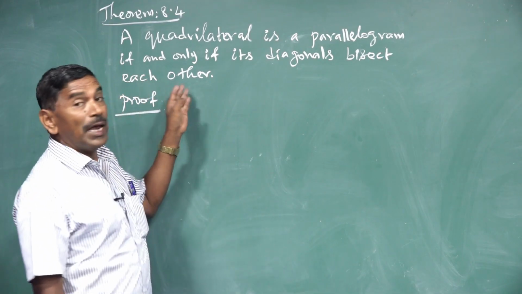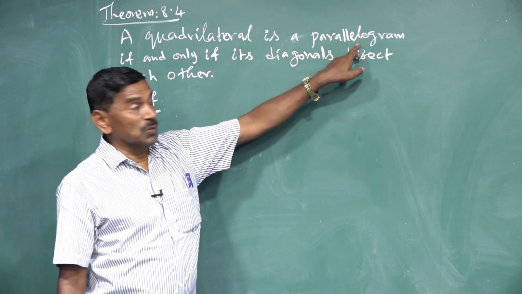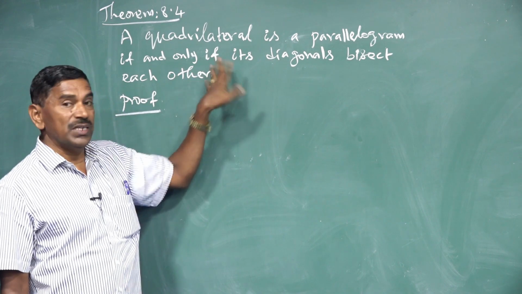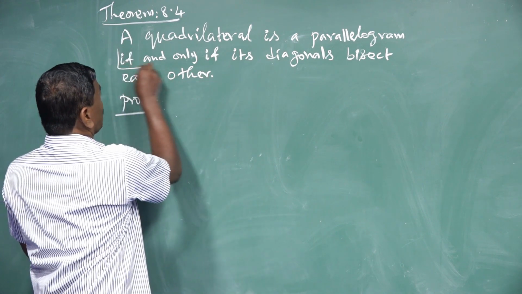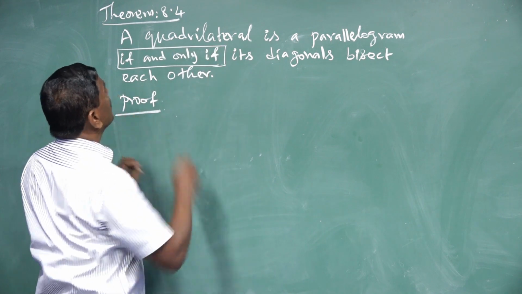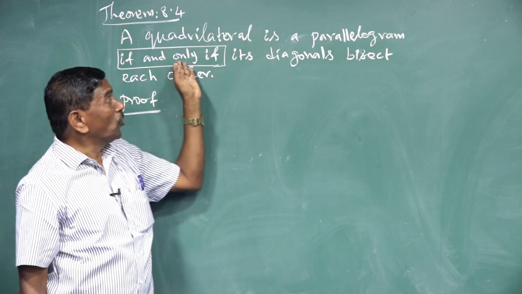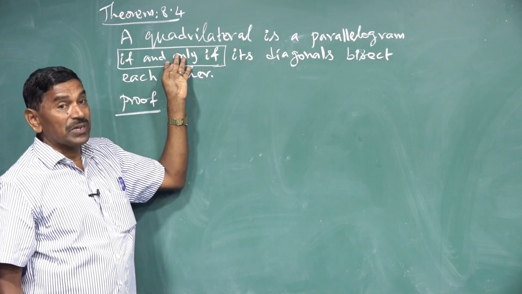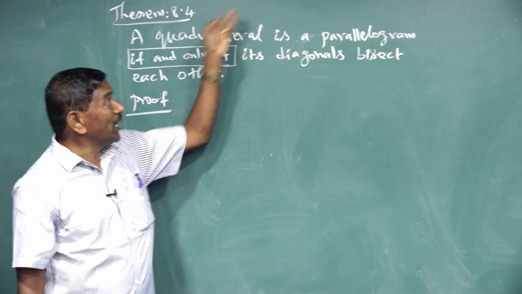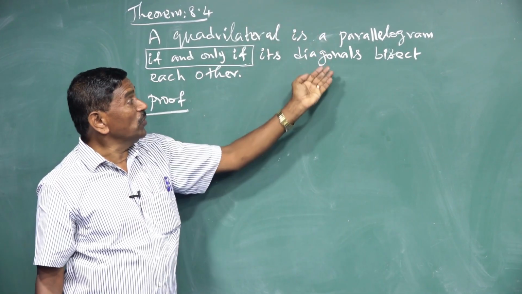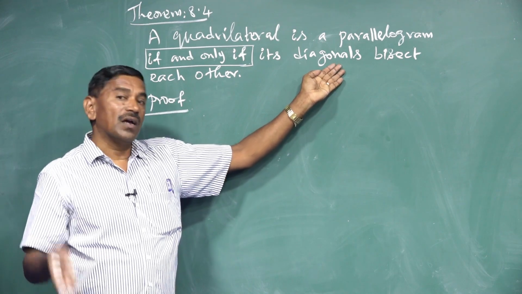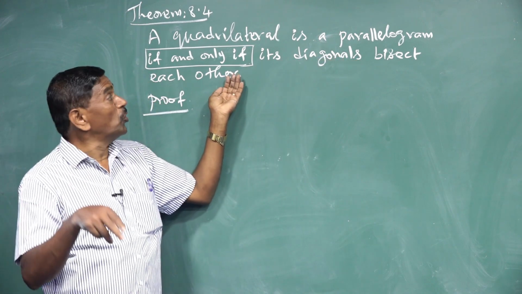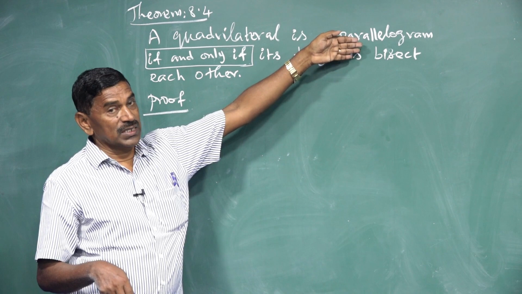Listen, next theorem 8.4. A quadrilateral is a parallelogram if and only if its diagonals bisect each other. Here, if and only if is a keyword. Here if and only if means, first let us assume that a quadrilateral is a parallelogram, then we want to prove its diagonals bisect each other. Conversely, assume that the diagonals bisect each other, then we want to prove the quadrilateral is a parallelogram. That's all, which is the meaning.